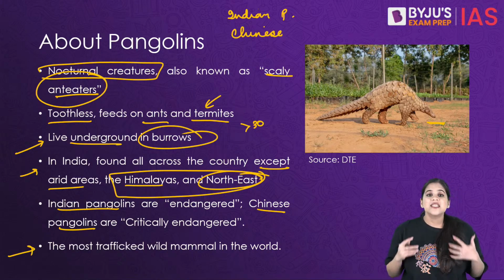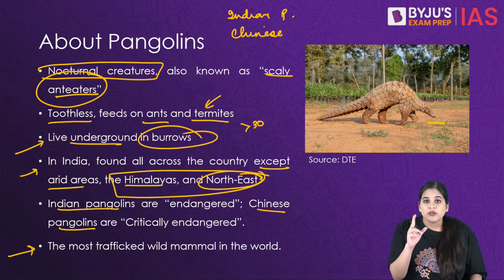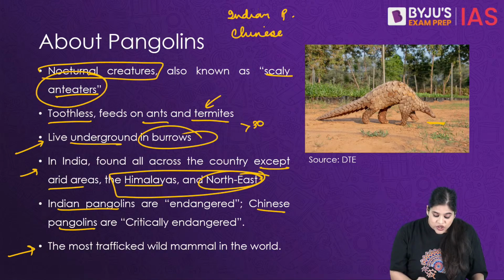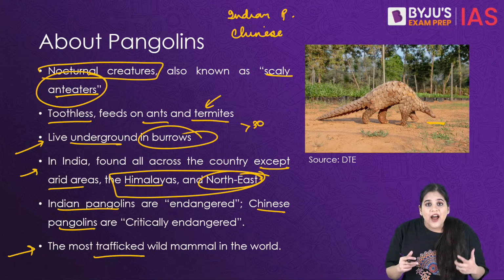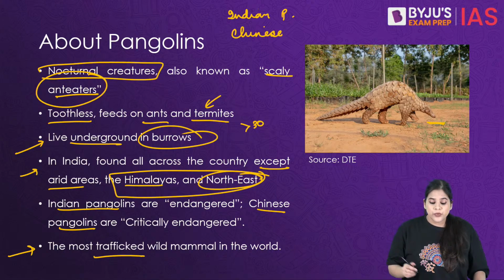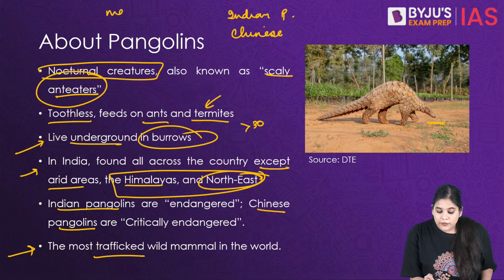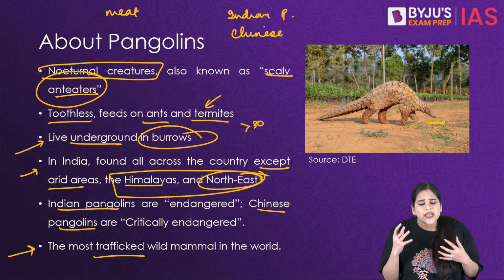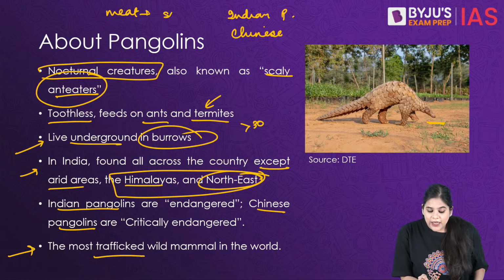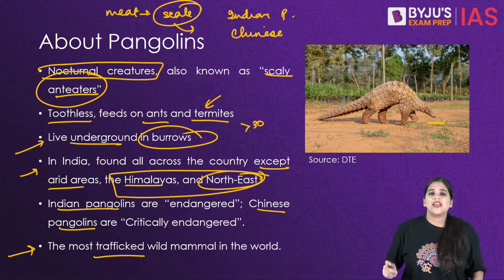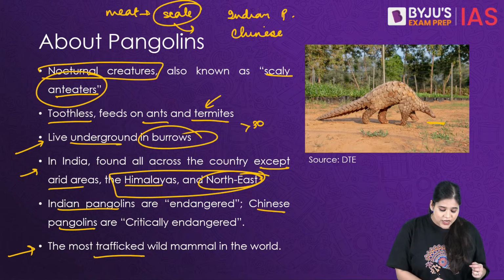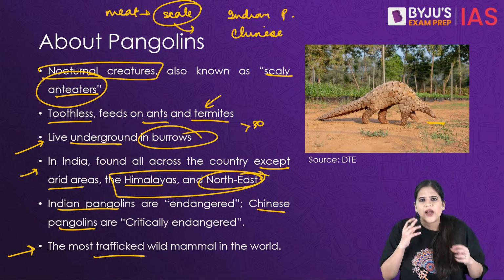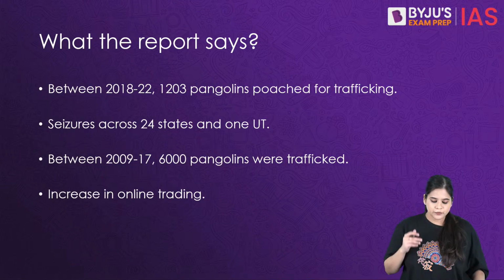And why is this status? Because pangolins are one of the most trafficked wild mammals in the world. They are trafficked mainly within Asia for their meat, which is considered a delicacy, as well as their scales, which are used in many traditional medicinal sciences. Okay, so that is why they are the most trafficked wild animals in the world.